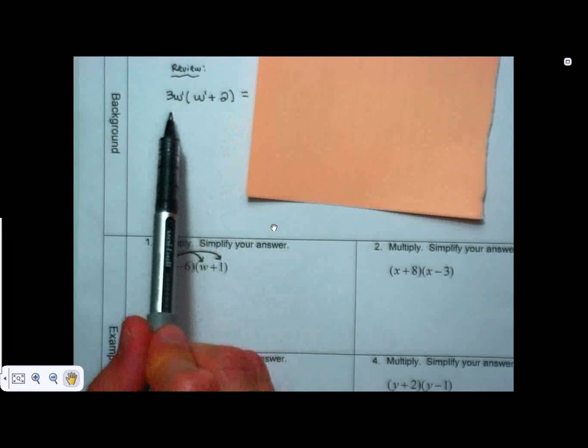Welcome. In this video, we'll be taking a look at how to multiply two polynomials together. So, as a review, we're going to start with multiplying 3w times the group w plus 2.